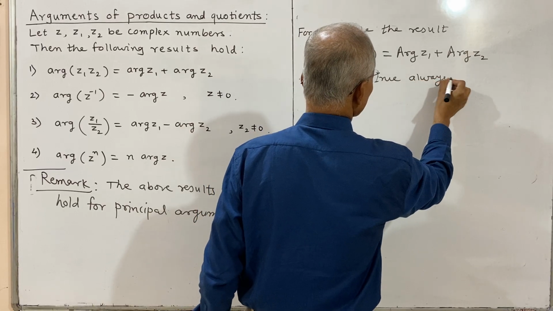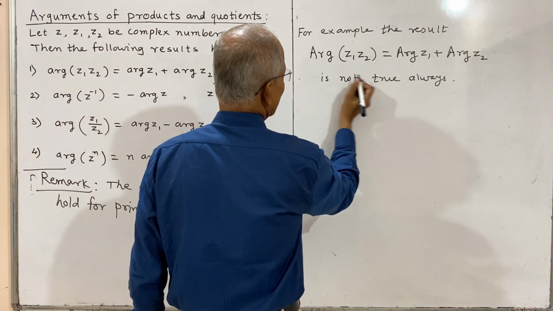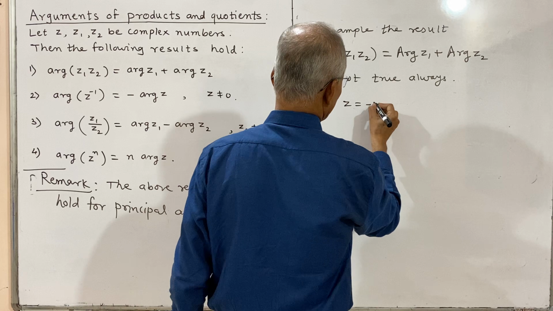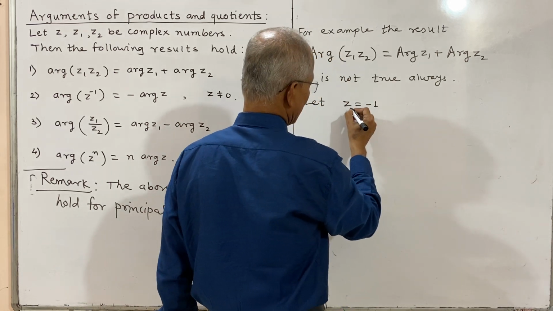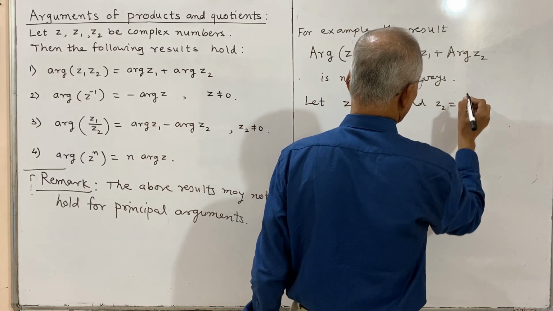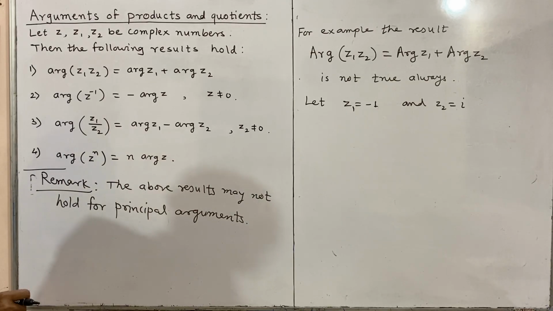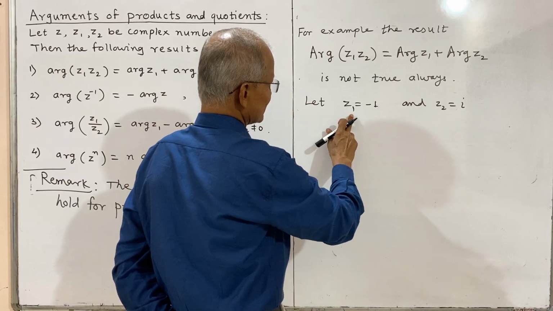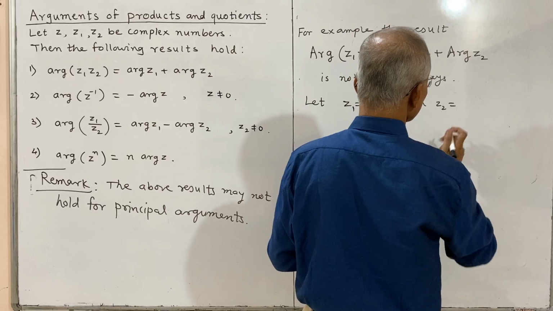One counterexample we shall state here. Let z = -i or -1, and z1 and z2 = i, which we shall consider. Let us express this: we shall have z1 = -1 and z2 = i.